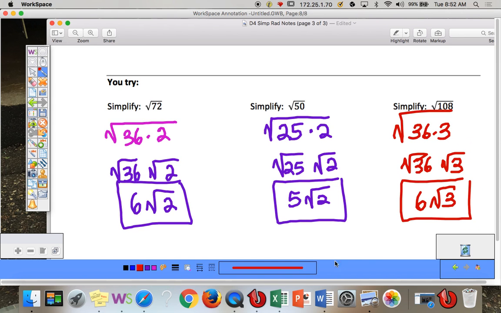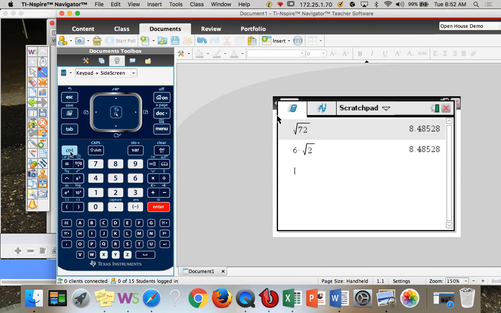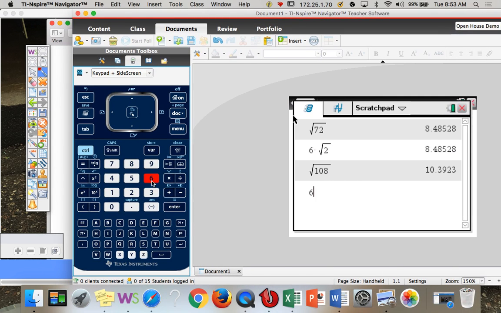And again, you check your answer by typing in the square root of 108 and get that decimal, but then check the other one. We have 6 square root of 3. So 6 square root 3. And we get the same thing.